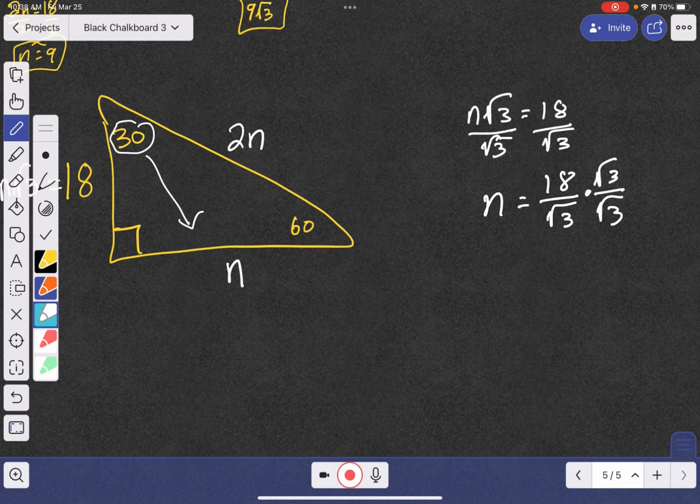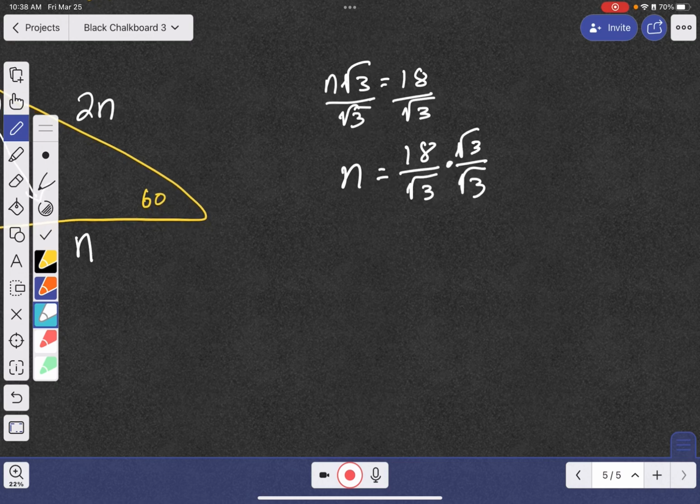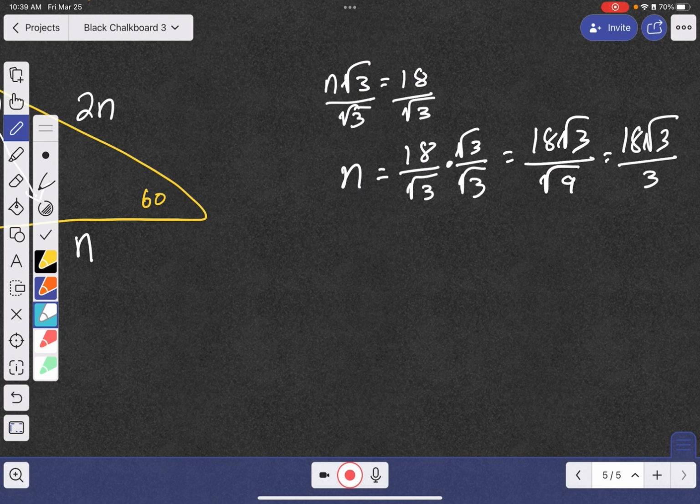So that gives me 18 radical 3 over radical 9. 3 times 3 is 9. So an extra step, but that's 18 radical 3 over 3. The 18 and the 3 are on the outside, so 18 divided by 3 is 6. So my n value is equal to 6 radical 3.